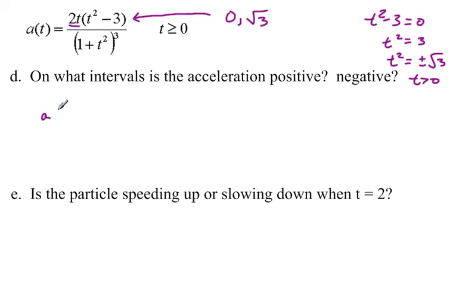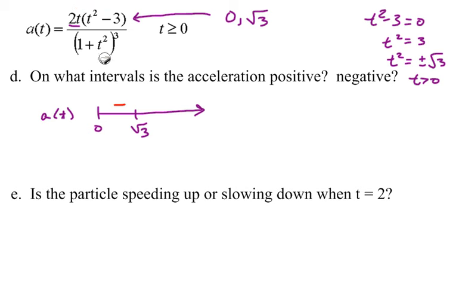So for acceleration, I can do a sign chart. Again, it starts at time 0, and the time where it might change is at root 3. All right, so I'm going to go in here and evaluate that. So let's take a different color. Here, for numbers between 0 and root 3, this part's positive. Let's try like 1. 1 squared minus 3, that's negative. And down here, if I put in 1, that's positive. So I can see that this first portion is negative.